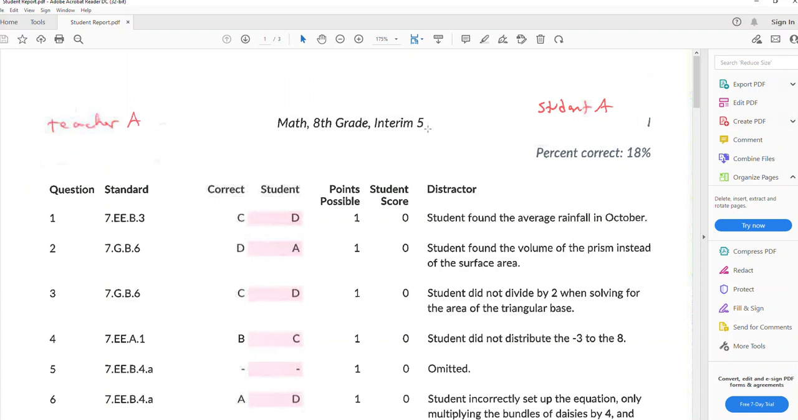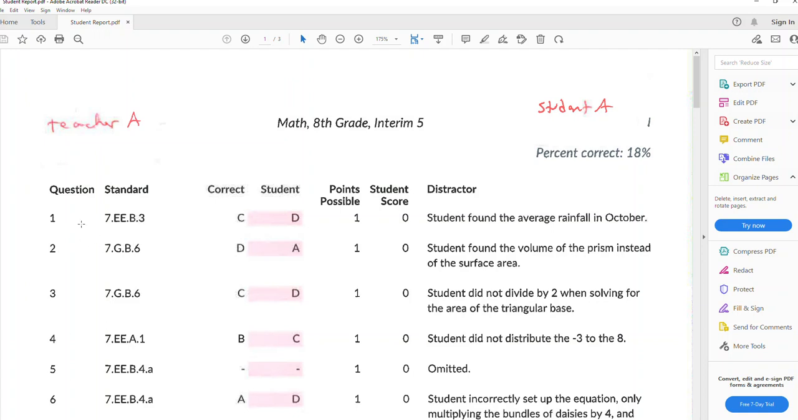The interim 5 means diagnostic. So this student scored 18%. So the student got 18% of the points on this test correct. This diagnostic will list the question and the standard that went with that question.